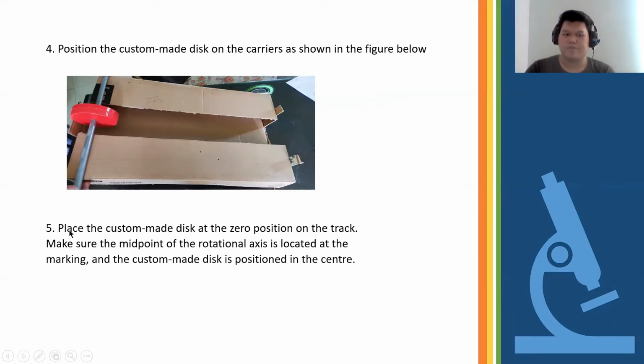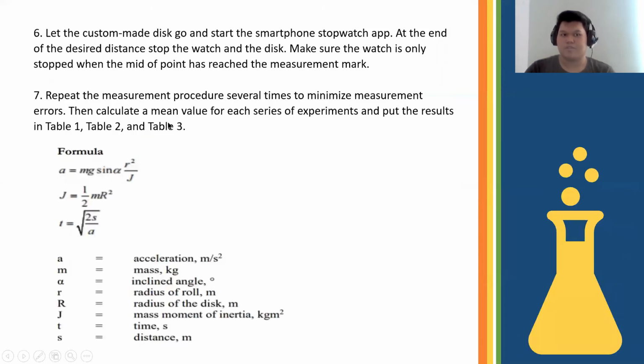And then place the custom made disc at the zero position on the track. Make sure the midpoint of the rotational axis is located at the marking, and the custom made disc is positioned in the center. Okay, the sixth step is to let the custom-made disc go and start the smartphone stopwatch application. Then at the desired distance, stop the watch and the disc. Make sure the watch is only stopped when the midpoint has reached the measurement mark.